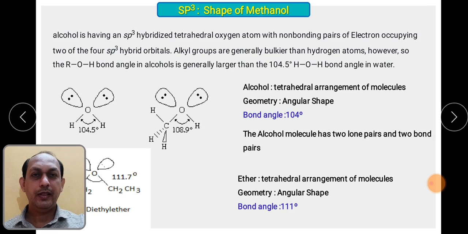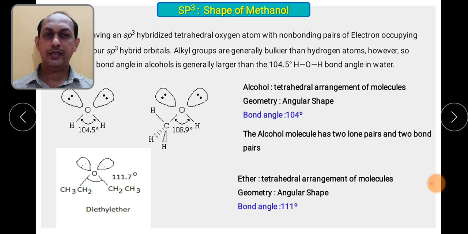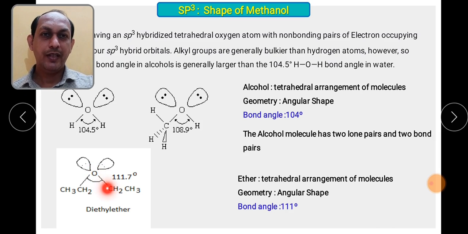What did you observe in ethers? It is ROR, so on both sides there is an alkyl group. What is the general formula for ether? ROR. If you take R as methyl, CH3OCH3. In the same way you will observe sp3 hybridization. This particular oxygen has sp3 hybridization, and this particular carbon also has sp3 hybridization.